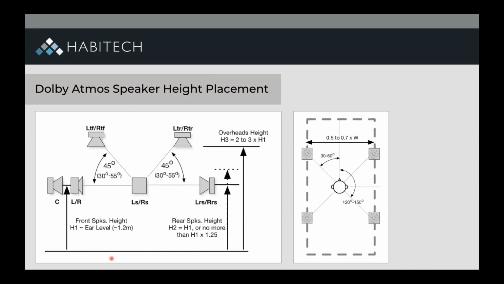Here's a bigger diagram of the height placement angles that you would use for Dolby Atmos. And it gives you a very good calculation for what the height should be and where the speakers should be placed.